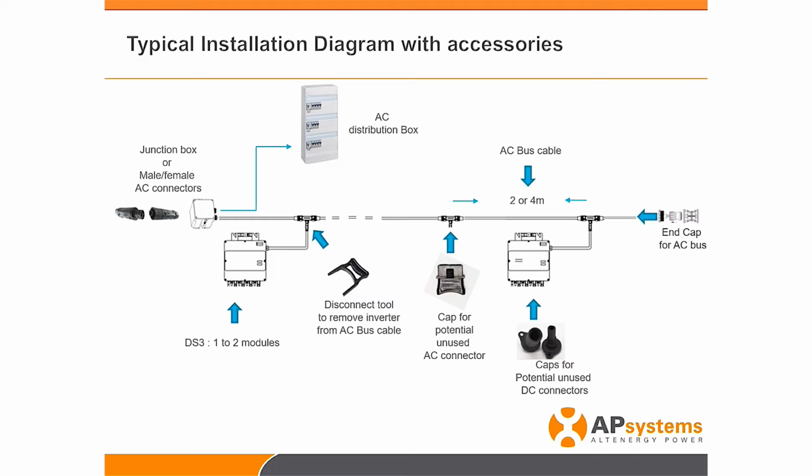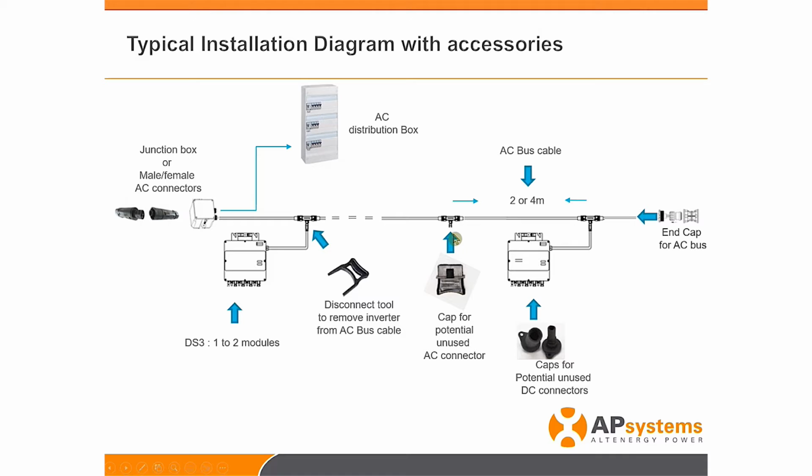Disconnect tool, I think that's a bit more important as well, because most of the time installers keep on complaining that when we actually connect the inverter to the AC bus cable, they are not able to pull it back off in case of RMA. So you will just have to get a disconnect tool, which is an inexpensive accessory, I'll say. If they use this disconnect tool, then it will become easy for them to disconnect the inverter from the AC bus cable.